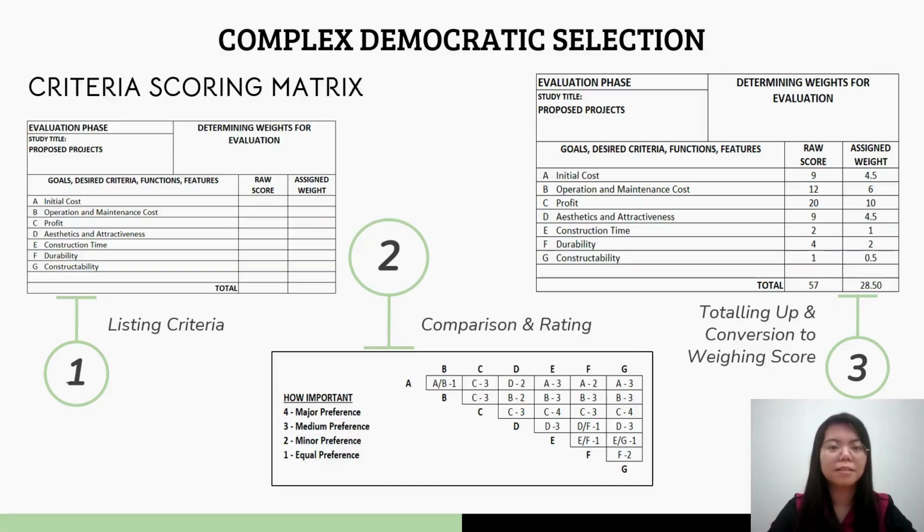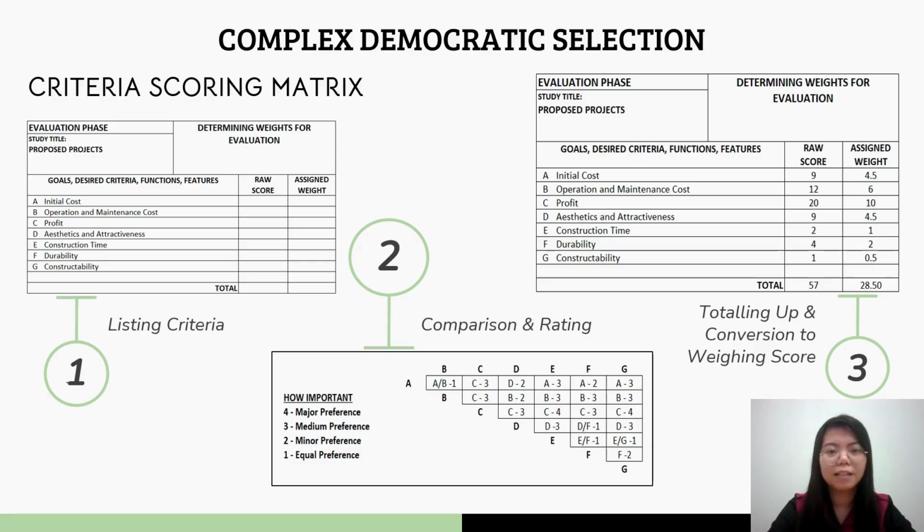Complex democratic selection in the evaluation phase. First, we have the criteria scoring matrix. The important criteria are first listed out. Each criterion is compared and rated against all of the others. The scores for each criterion are totaled up to yield the respective row score. The row scores are then converted into the weighting scores ranging from 1 to 10.